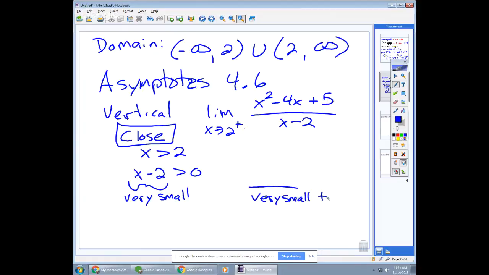What's the numerator look like? Well, the numerator is pretty close to 2. So let's see, if I take 2 squared, let's just make believe it's 2 for a minute.